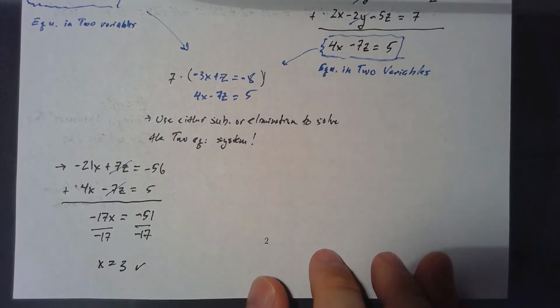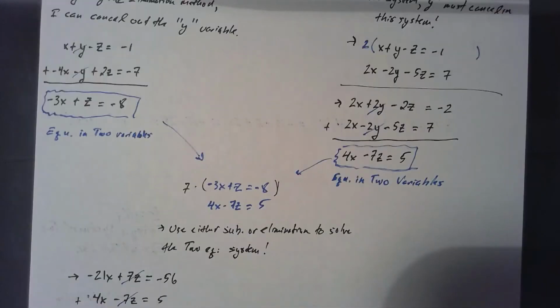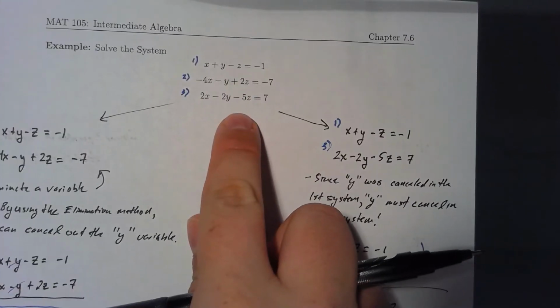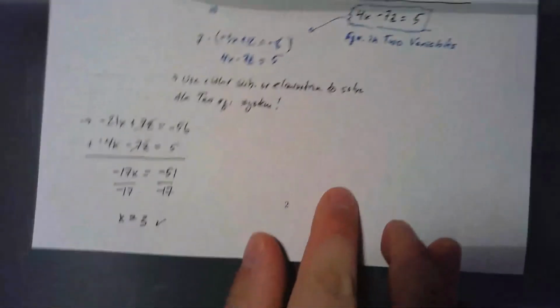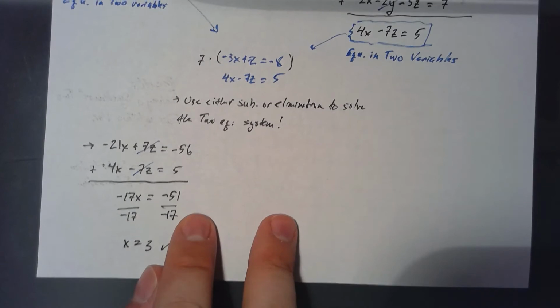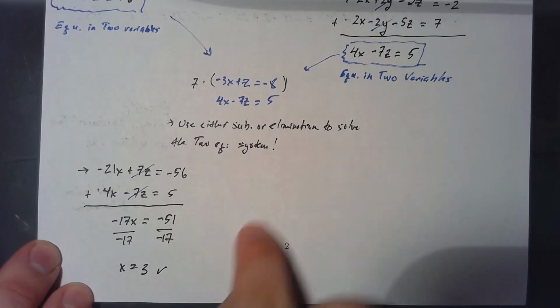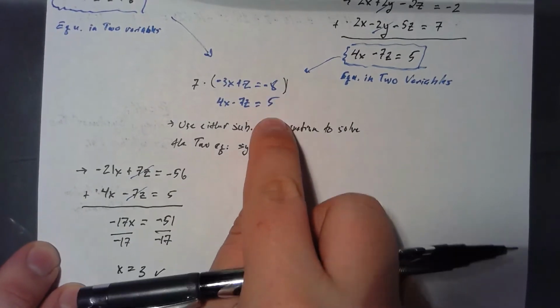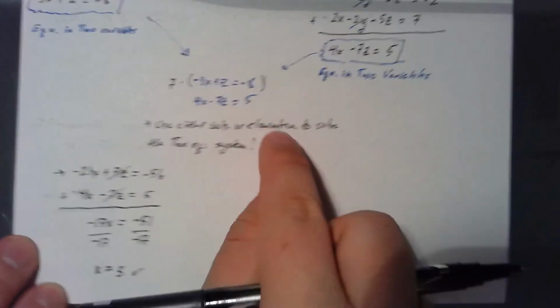Now, that's one coordinate. Remember, the solution to this is an ordered triple. This is just one coordinate. I need to find the y coordinate and the z coordinate. How do I find that? Take this, plug it into either this equation or this one to find z.